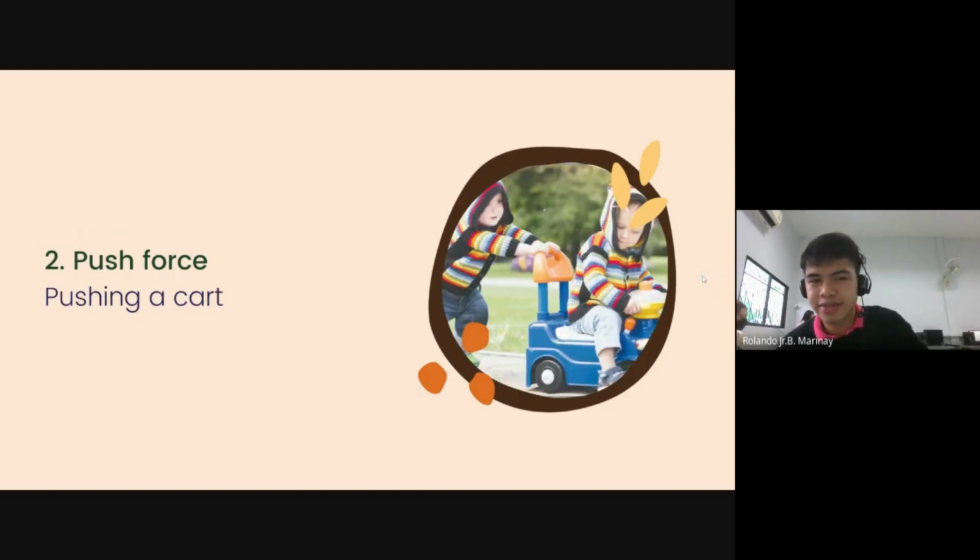What about this one? Push. Very good. It's a push force. The kid is pushing another kid. So the other kid goes away from the direction of the first kid. This one is pushing the other kid. So that is a push force. Okay, next one.